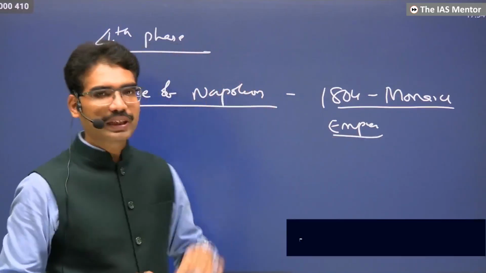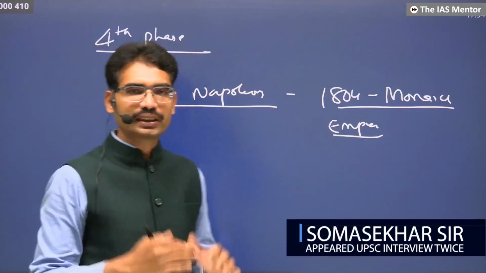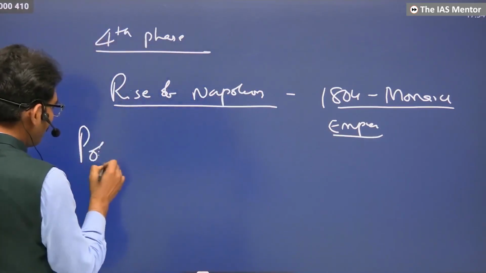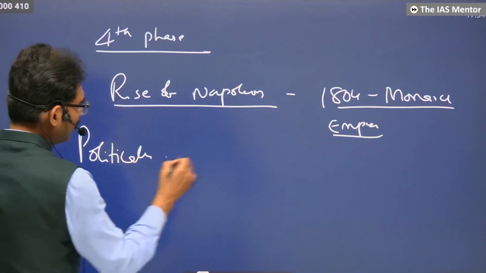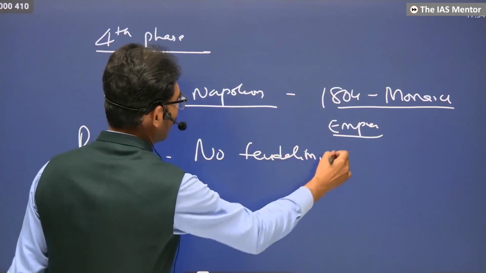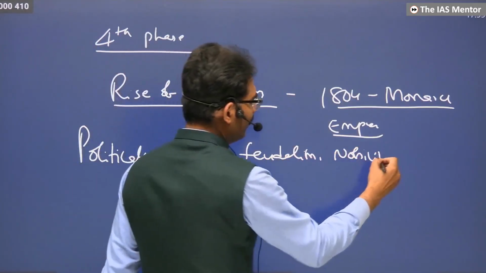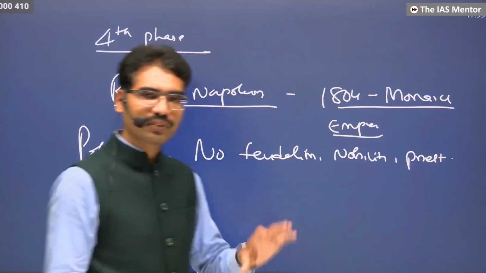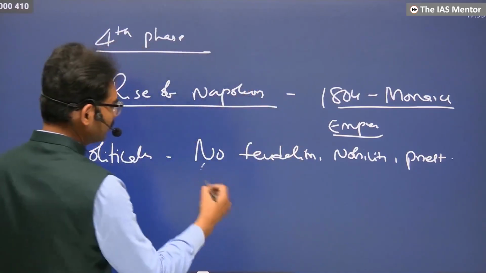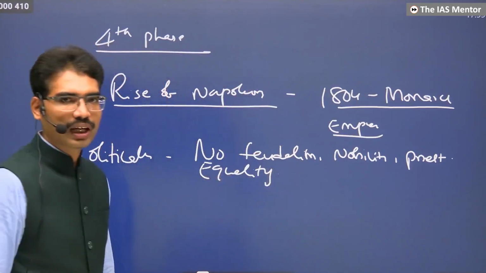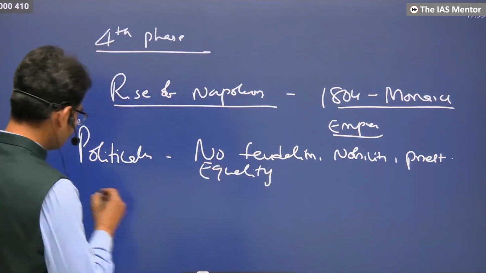During Napoleon's time, he tried to reform the system. Politically, no feudalism, no feudal lords, no nobility, no priests or clergy would get the positions. Everyone was equal. He eliminated the hierarchy system.